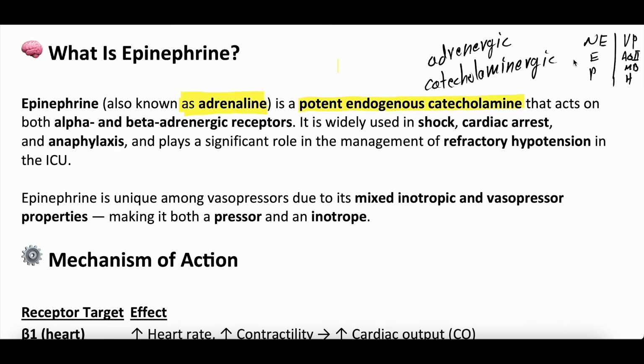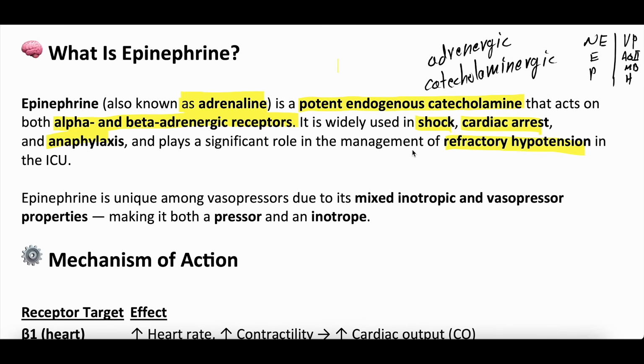So epinephrine is a catecholamine vasopressor, a catecholaminergic or adrenergic vasopressor. It acts on catecholamine receptors, particularly two that we talk most about with vasopressors, the alpha and beta adrenergic receptors, which we're going to talk more about. Epinephrine is widely used in shock states, cardiac arrest, and anaphylaxis. It plays a significant role in the management of refractory hypotension in the ICU, and it's definitely one we need to know about.